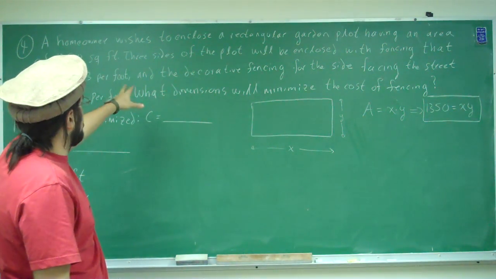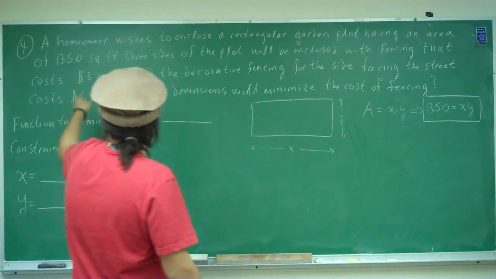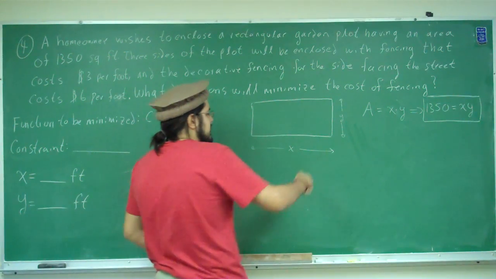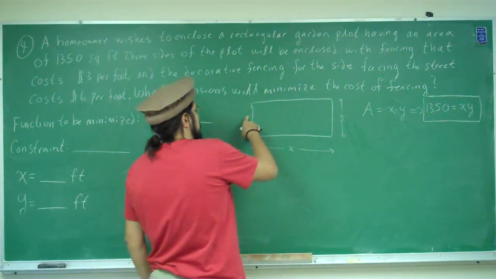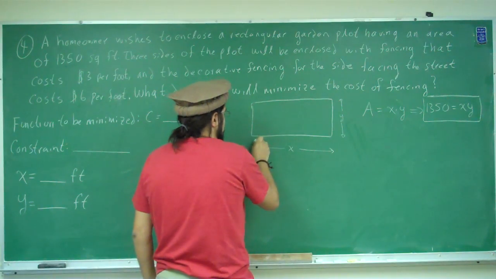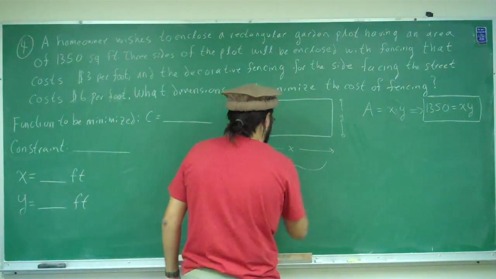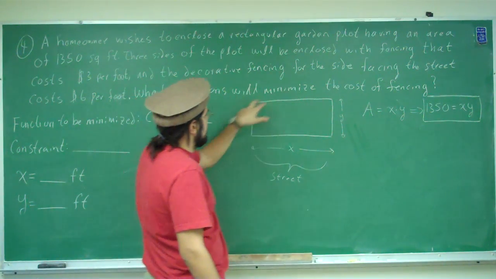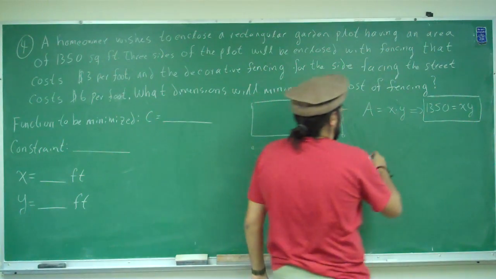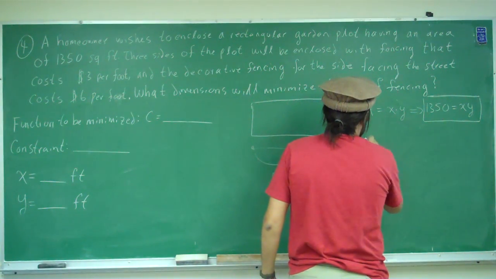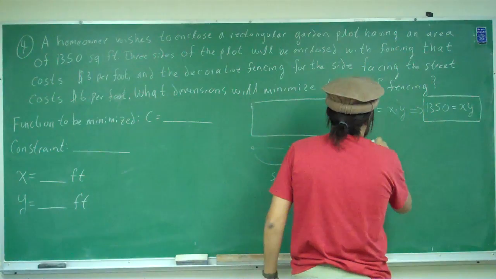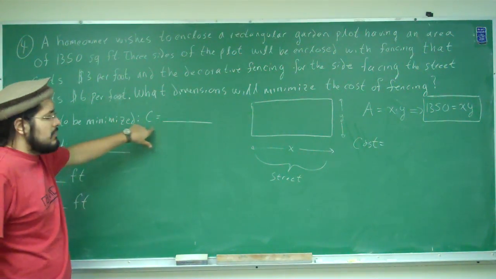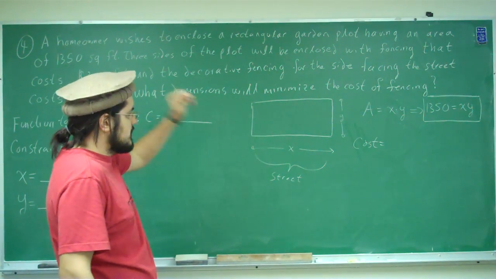So let's keep reading what they gave us. Three sides of the plot will be enclosed with fencing that will cost $3 per foot. So let's say that this side and this side will be those sides, and this side is the street, so the street is here. So this side is where the street's at, and we have this, this, and this. Alright, so now we have the cost. So we'll have a cost function. We want the cost function in terms of one variable, x, but right now it's not going to be just in terms of x. We'll have to do some substitution.